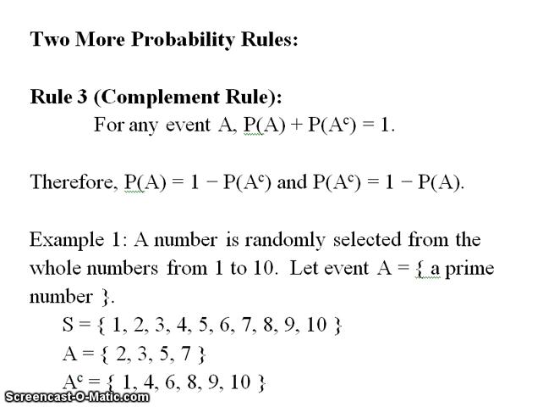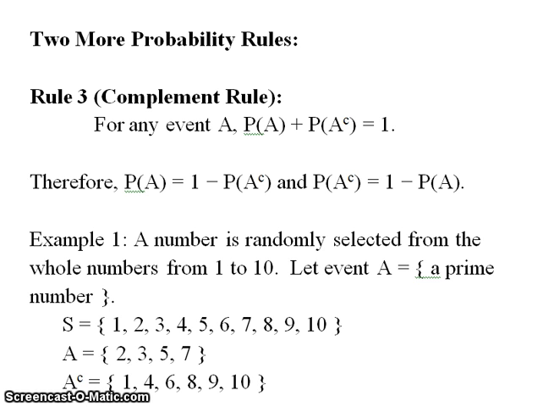The consequence of this is if you know the probability of A complement, you could find P(A) by subtracting. The probability of A would be 1 minus the probability of A complement. Or you could find the probability of A complement by subtracting 1 minus the probability of A. So if you know one of these probabilities, you can find the other by subtracting from 1.